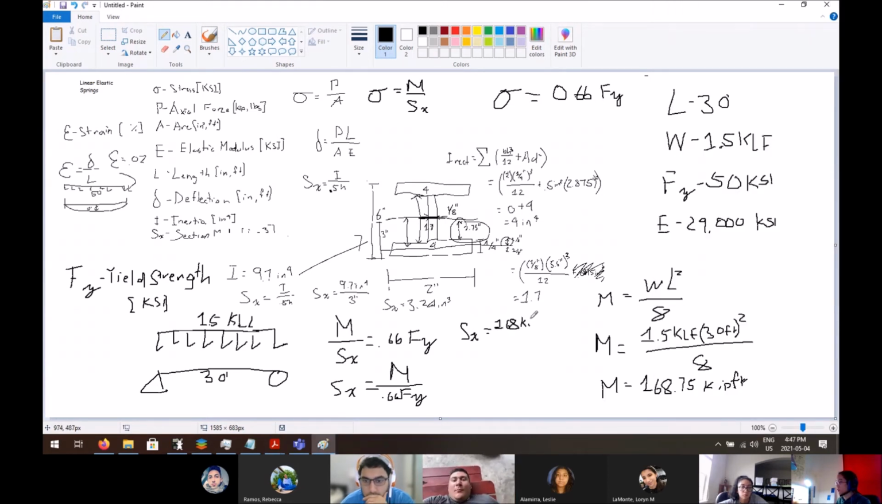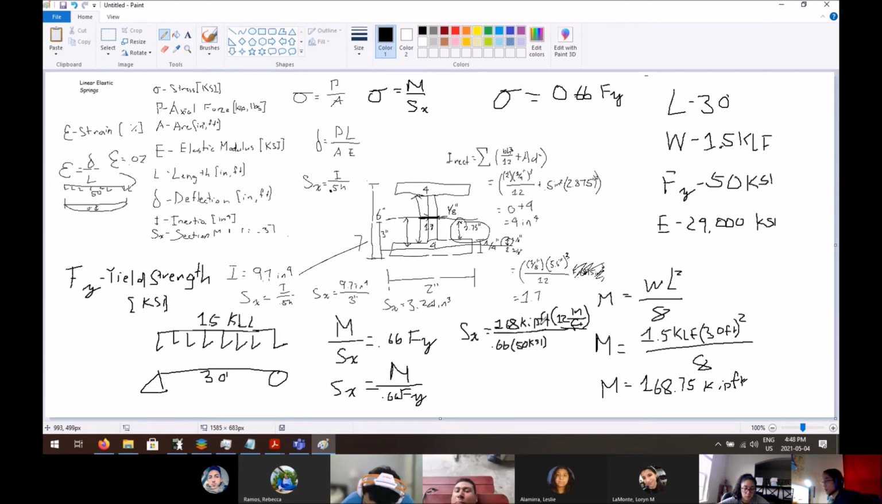168 kip feet over 0.66 times 50 KSI. Now, what's the problem with this? We have kips per square inch on the bottom, but we have kip feet on top. So when we put this together, we're going to have a foot unit, and we're also going to have inch units. So how do we remedy that? Well, we're just going to multiply this by 12 inches over foot.